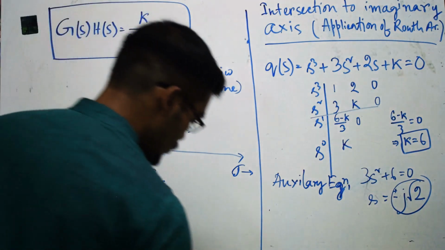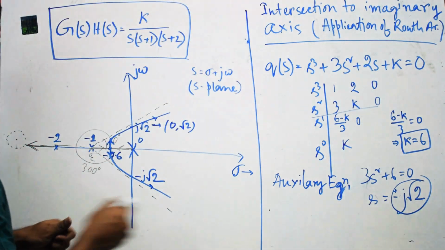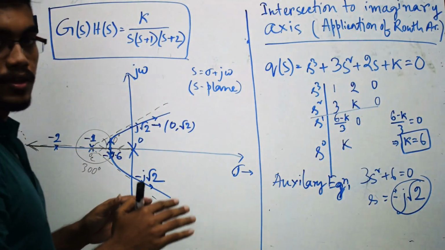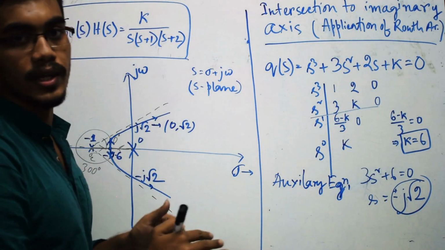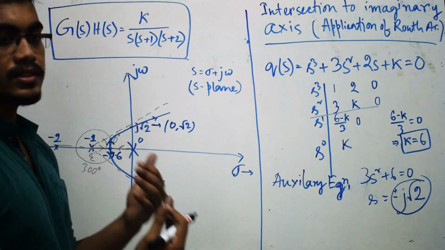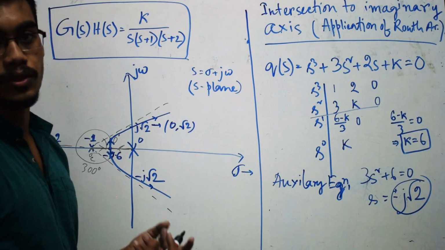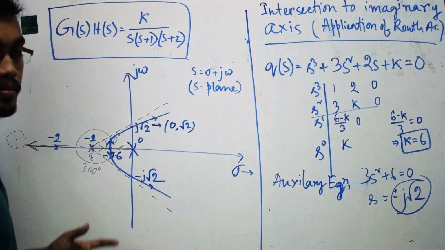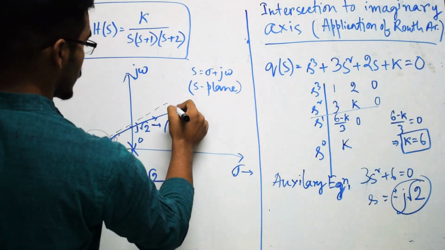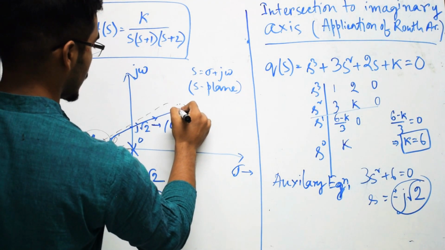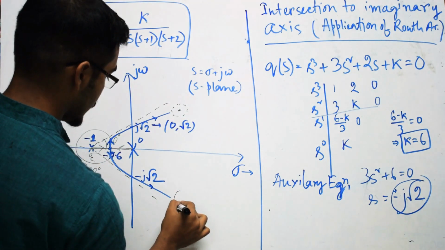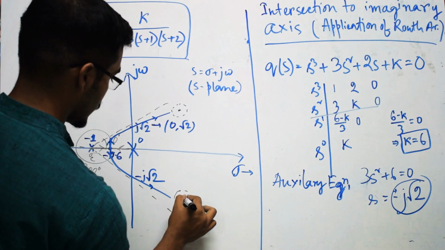Now the most important part here: no zero is present at a finite location. All the zeros are present at infinity, because all the poles will obviously converge to some zero. So here all the zeros are present at infinity.